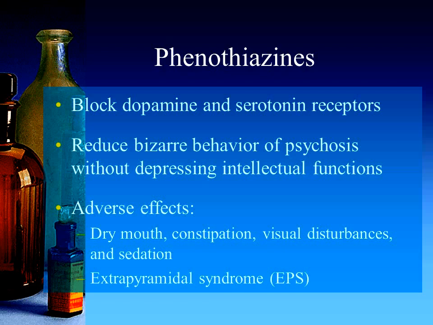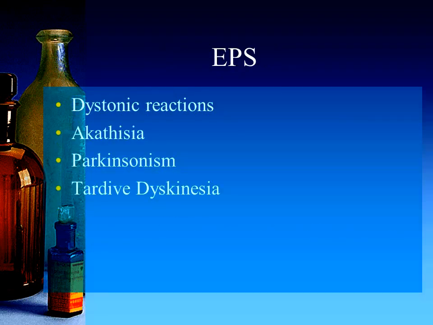And if you remember back from what we talked about before, our alpha-adrenergic blockers can reduce blood pressure and cause orthostatic hypotension. So phenothiazines having the alpha-adrenergic effect may also cause orthostatic hypotension. Now, whenever we're talking about medications that deal with dopamine, we have the possibility of something called extrapyramidal syndrome. Extrapyramidal syndrome is a group of things that we see in the body when we start blocking dopamine.